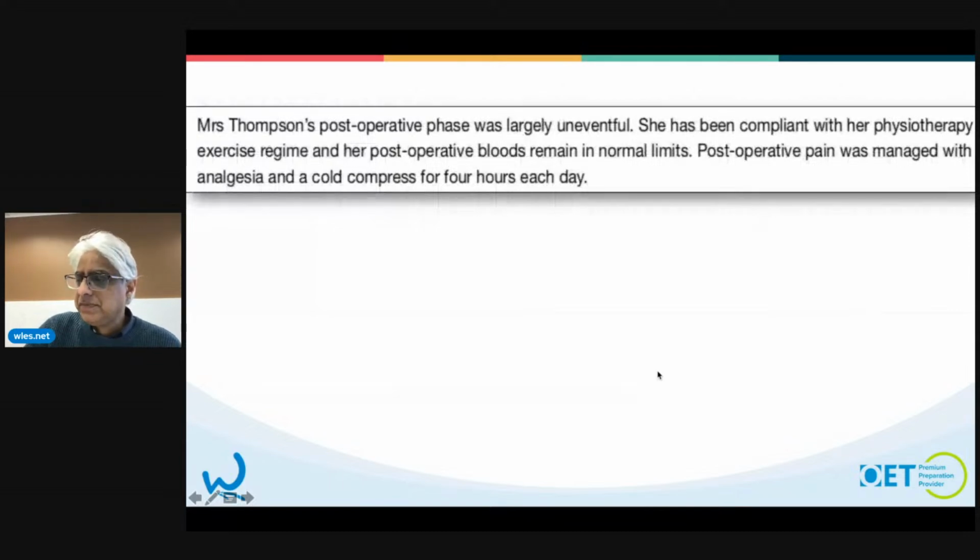Okay, let's go on to the main body of the letter. Mrs. Thompson's post-operative phase was largely uneventful. She has been compliant with her physiotherapy, exercise regime, and her post-operative bloods remain in normal limits. Post-operative pain was managed with analgesia and a cold compress for 4 hours each day.